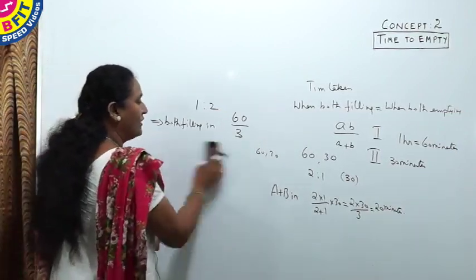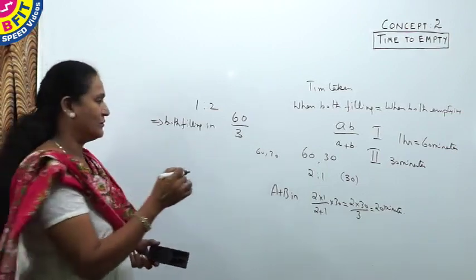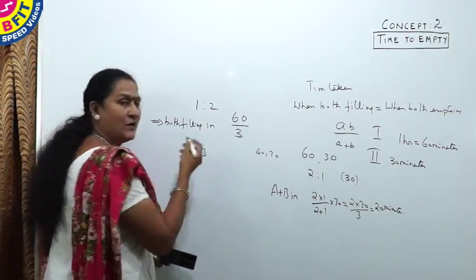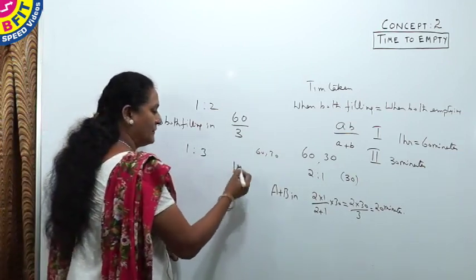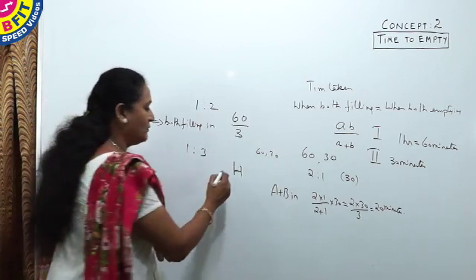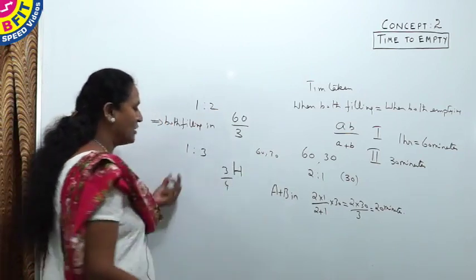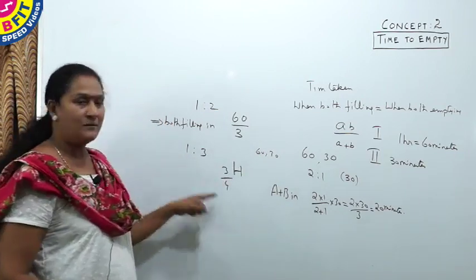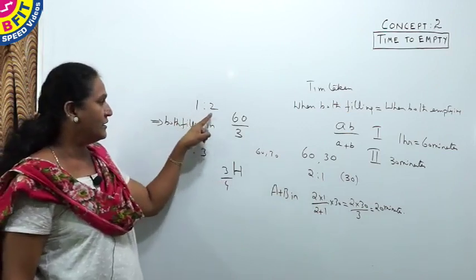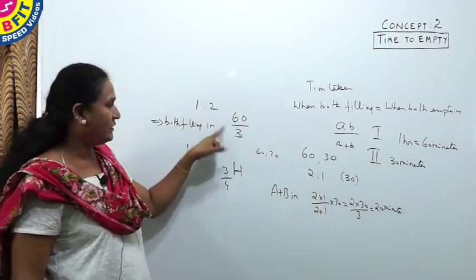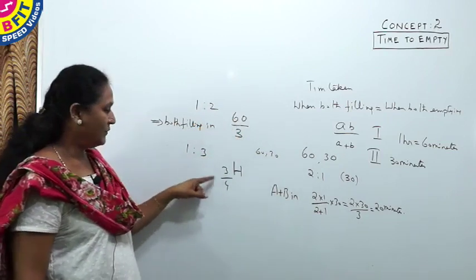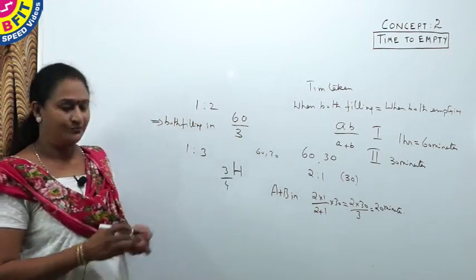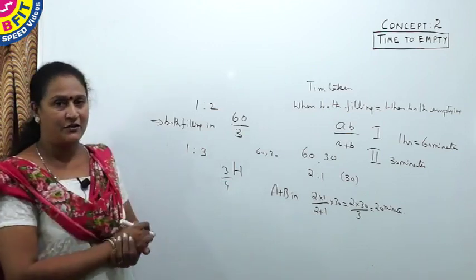The same way you can try for when it is 1 is to 3 also. So when it is 1 is to 3, what will be the value? The higher value, whatever the higher value, it will be 3/4. Because product is 3, sum is 4. So here product is 2 and sum is 3, so that LCM will multiply, so it will be 1/3, or it will be 3/4 of the value. So you can try for other ratios also.